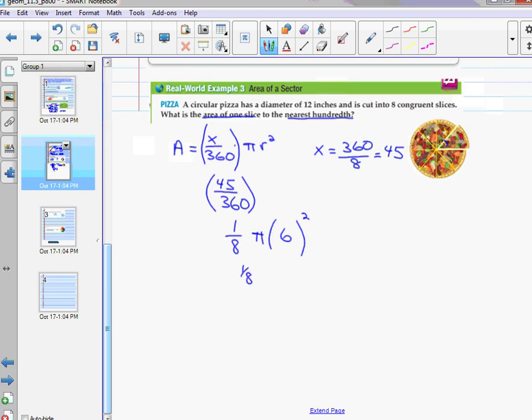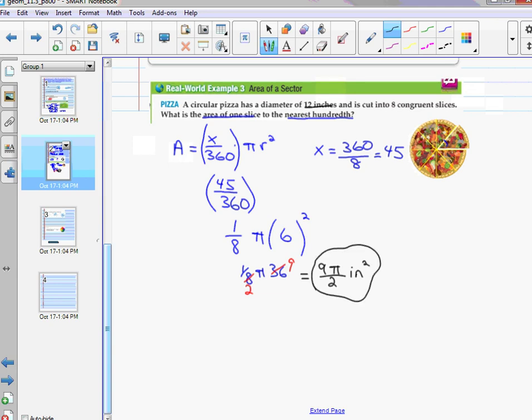36. So if I have 1/8 times pi times 36, what can I reduce? What goes into both 8 and 36? 4 does. 4 goes into 8 twice. 4 goes into 36 9 times. So I would have 1 times pi times 9 over 2, or 9 pi over 2. And what was our measurement in? Did they tell us? Inches. There it is. That would be inches squared. That would be the exact area of it.